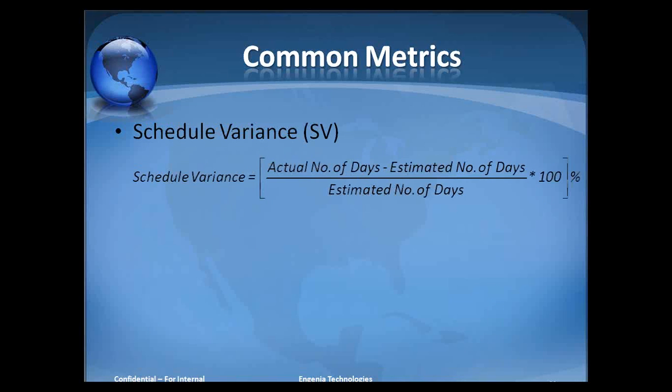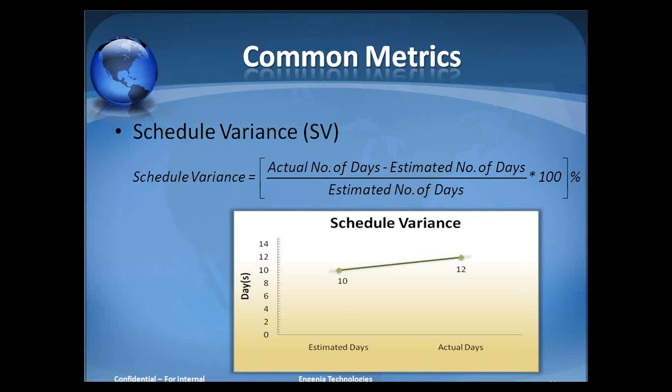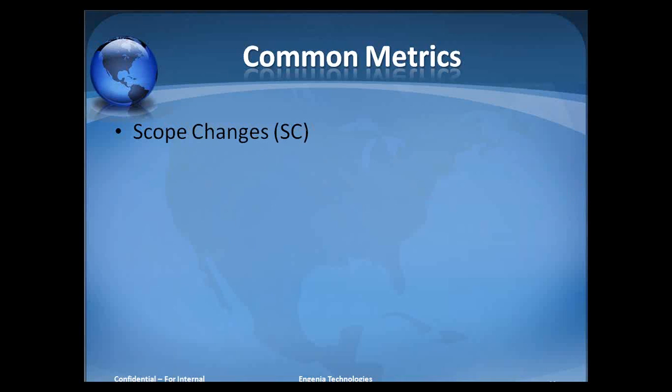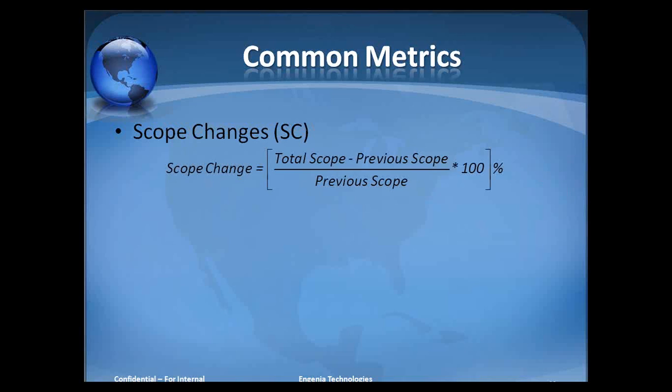Then we have schedule variance. It is almost a similar line where it takes the number of days into account instead of the effort. So that is the actual number of days minus the estimated number of days divided by the estimated number of days. And you can take a percentage. You can also do a trend analysis, like what was the estimated days and what was the actual days. You can actually derive this in a graphical representation.